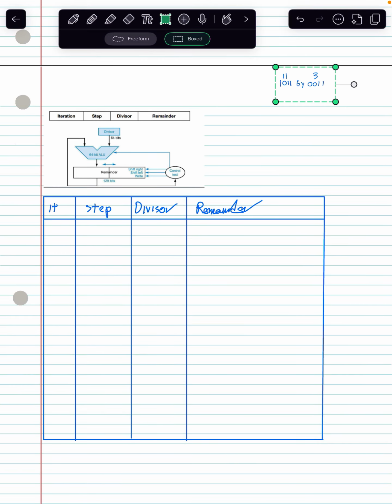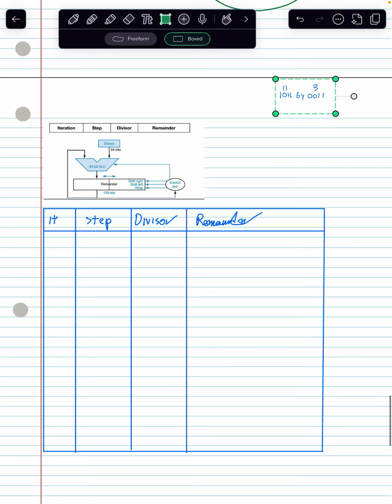So optimized division is conceptually pretty much the same as unoptimized division, except that you're going to be shifting before you do the test. So instead of adding and then shifting, I mean subtracting and then shifting, you're going to shift and then you'll do your test. So the first iteration is always given to us.